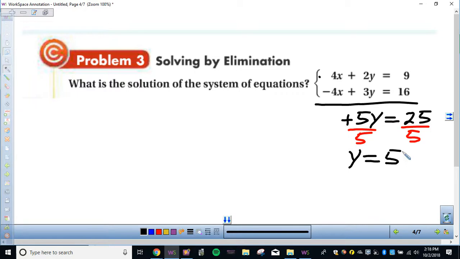Most common mistake is you guys are so used to getting an answer and then stopping. You got to get x and y, so don't forget that. It's a good thing to write in your notes, maybe at the top. Don't forget to get x and y. So we're going to take this 5 and plug it in for that y.